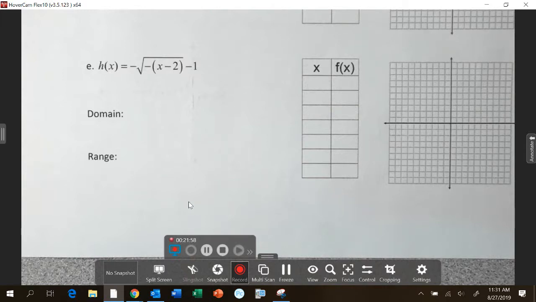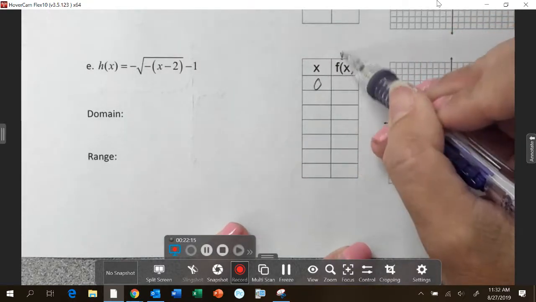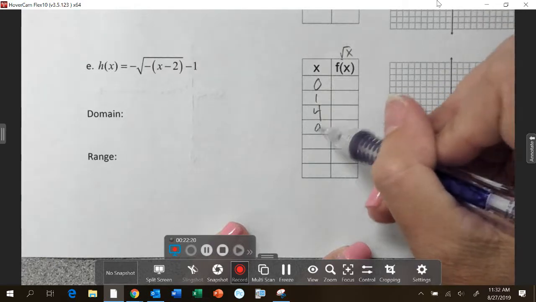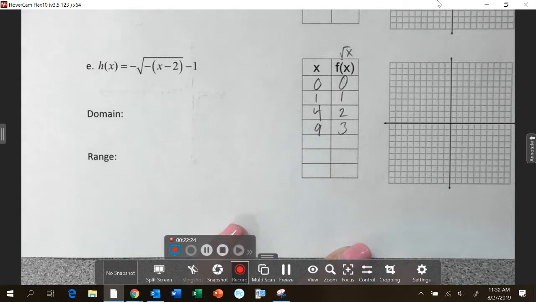What's another option besides picking random numbers to graph it? You could do translations, transformations if you remember them, which is the way I'm going to do it, because I remember them. I'll teach it again real soon, I promise. If you're doing the transformations, then you want to start out with x's that you can take the square root of easily. So 0, 1, 4, 9, which is 0, 1, 2, 3. Those are the x's and y's I'm going to start out with.